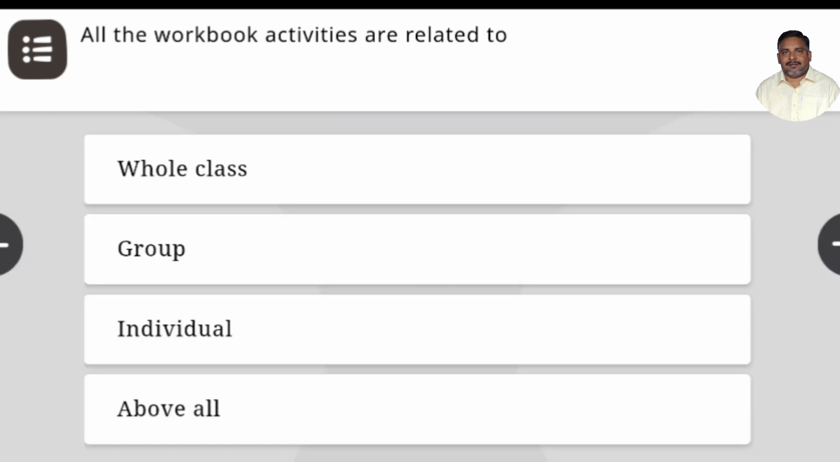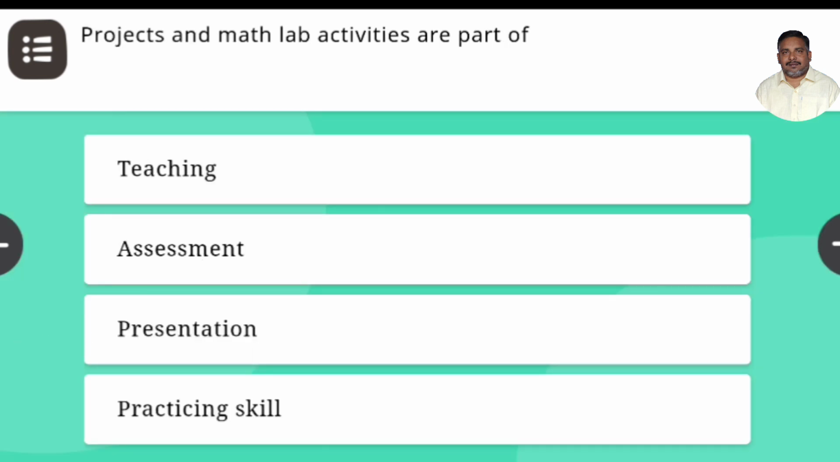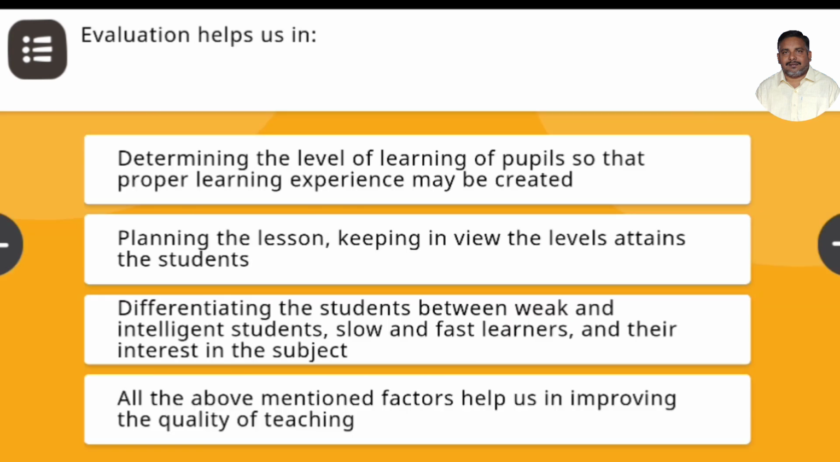All the workbook activities are related to whole class, group, individual, above all. The answer is individual. Projects and maths lab activities are part of teaching, assessment, presentation, practicing skills. The answer is practicing skills.